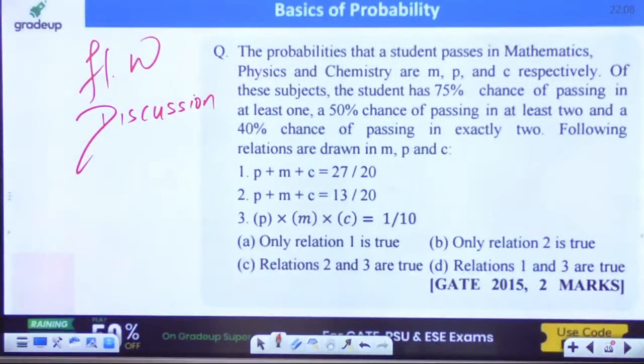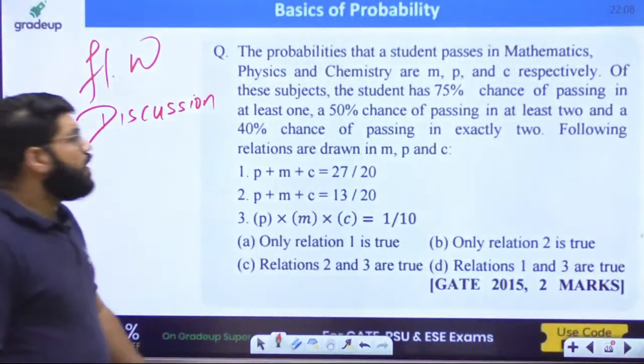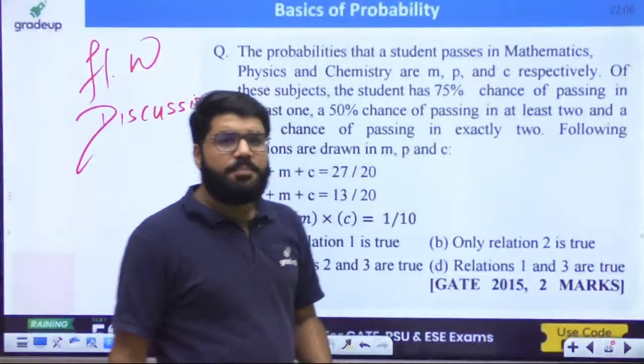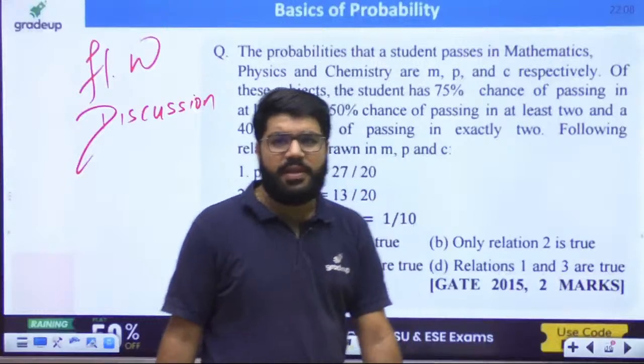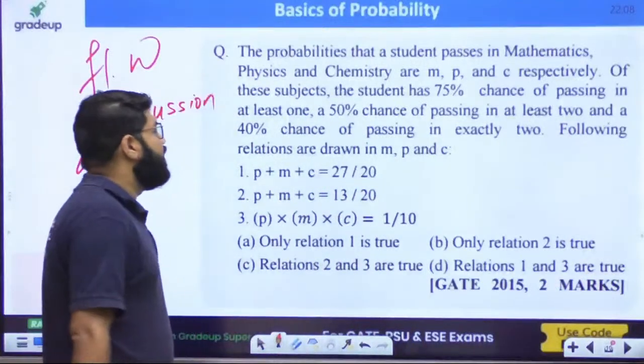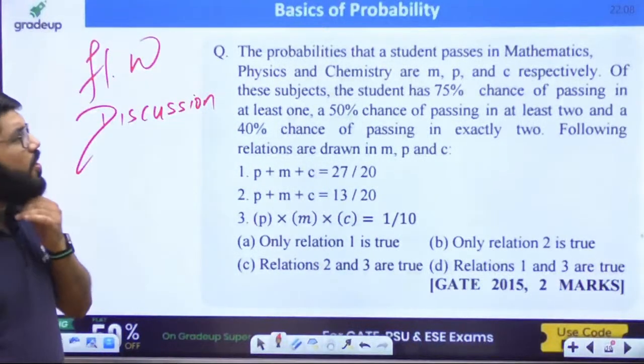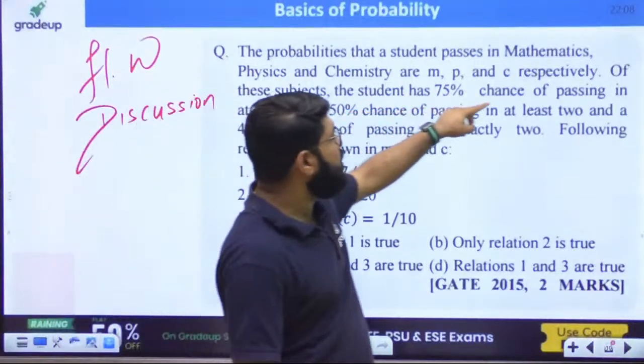Let us get started with the homework discussion. The probabilities that a student passes in mathematics, physics and chemistry are M, P, C respectively. Of these subjects, the student has a 75% chance.